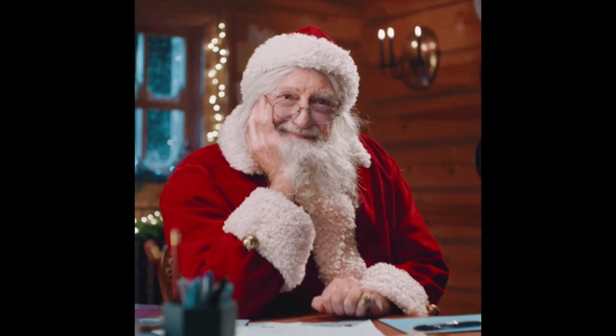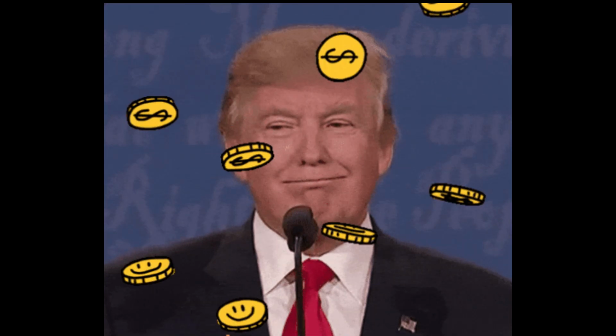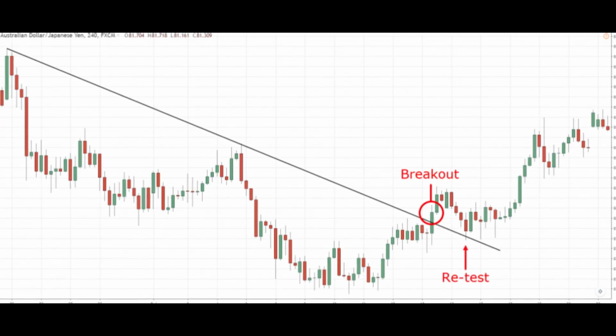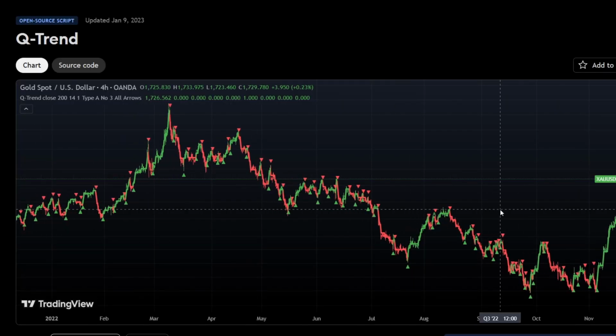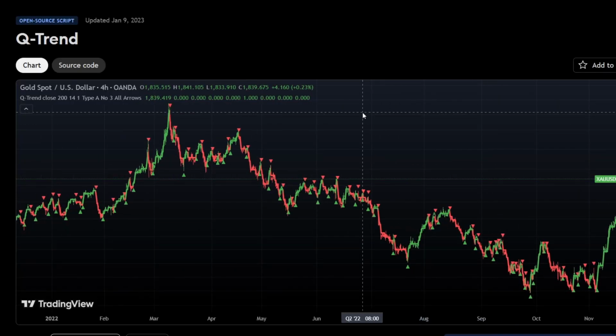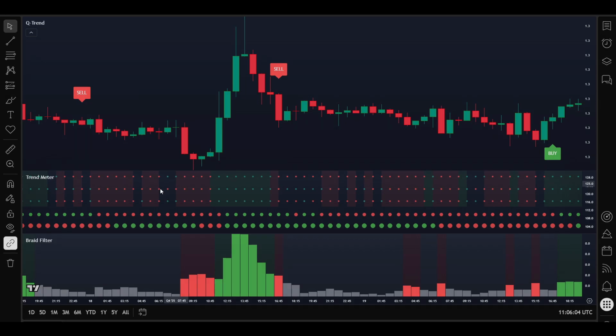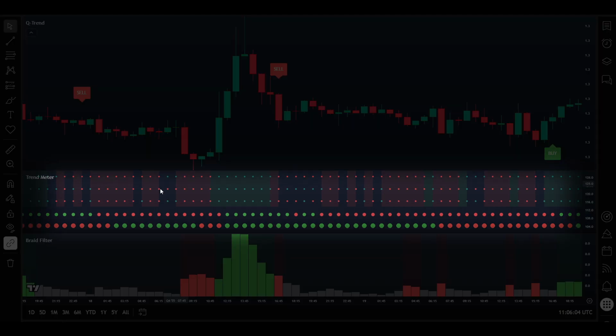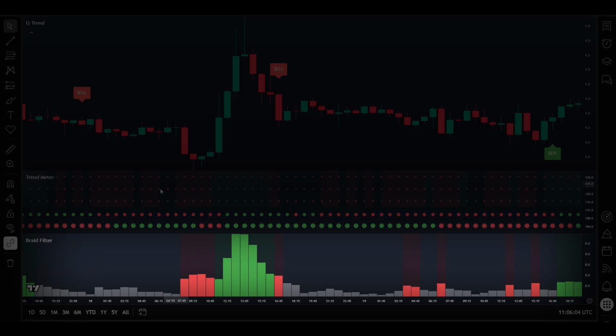Give me a few minutes and I'll show you a clean, rules-based way to trade objective trendline breaks and momentum shifts using QTrend, without messy drawings or second guessing. We will use QTrend as the signal engine, Trend Meter for a simple strength check, and Braid Filter for participation so we are not chasing thin moves.